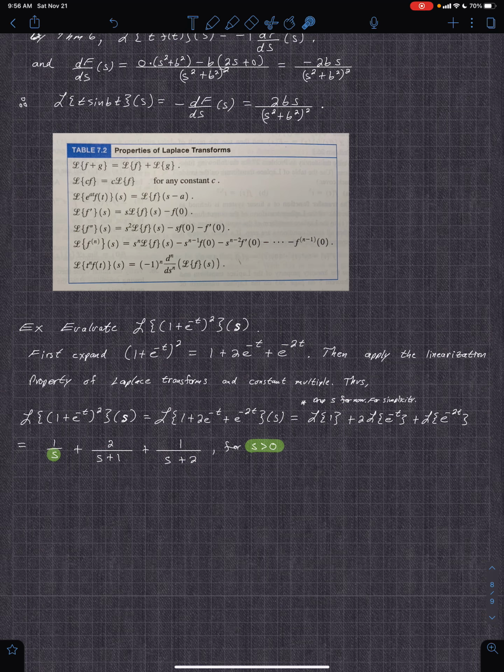Okay, next we'll go over inverse Laplace transforms. And to do that, you need to review partial fraction decomposition.